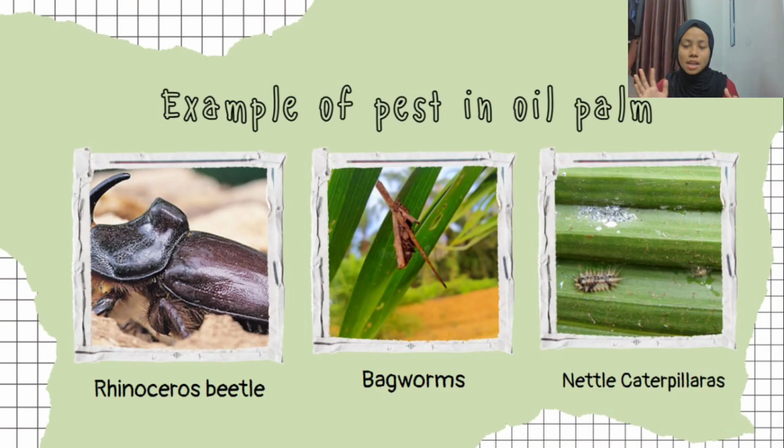So we have examples of pests in oil palm. We have three examples of pests. First is the rhinoceros beetle, second is the bagworm, and third, I don't know how to pronounce that, but I think nettle caterpillars.